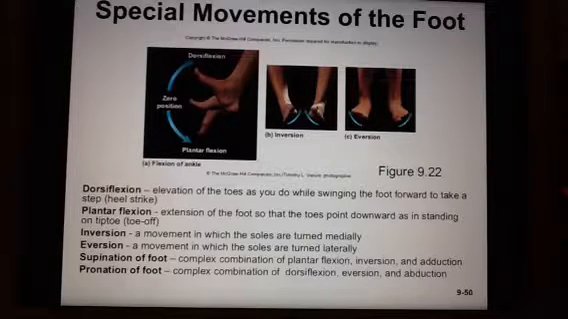And then special movements of the foot. Again, the first two you've seen, but inversion and eversion are special of the foot. Inversion is the movement where the sole is turned medially, and then eversion is the opposite of that, where the sole is turned laterally.